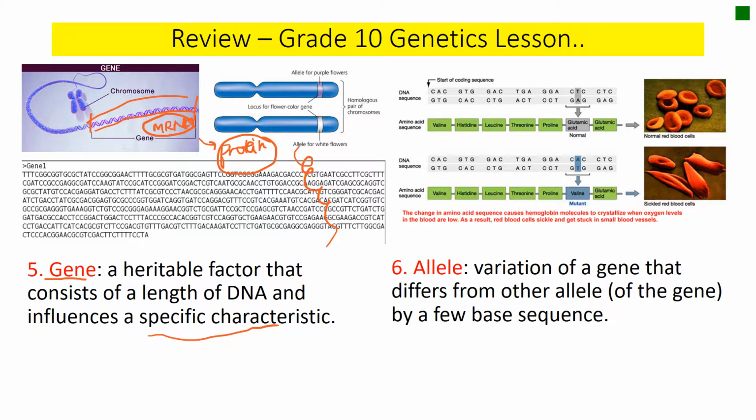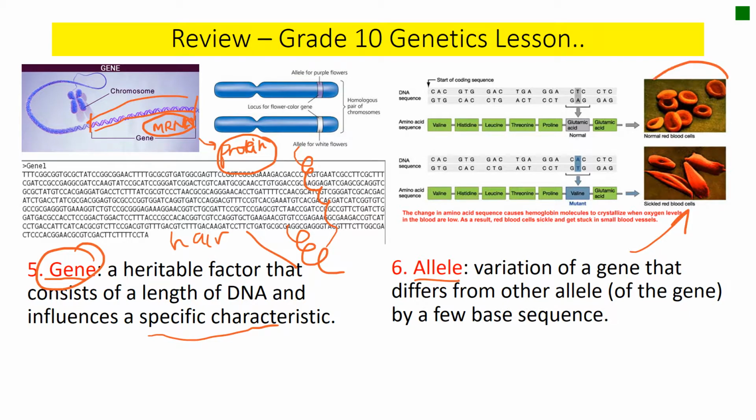Now, what is curly hair and straight hair? That is the variation of your gene for hair. It could be straight or it could be curly, and that's what we call an allele. So, an allele is a variation of a gene that differs from other alleles of the same gene by a few base sequences. To help you understand the meaning of this definition, let me show you this picture.